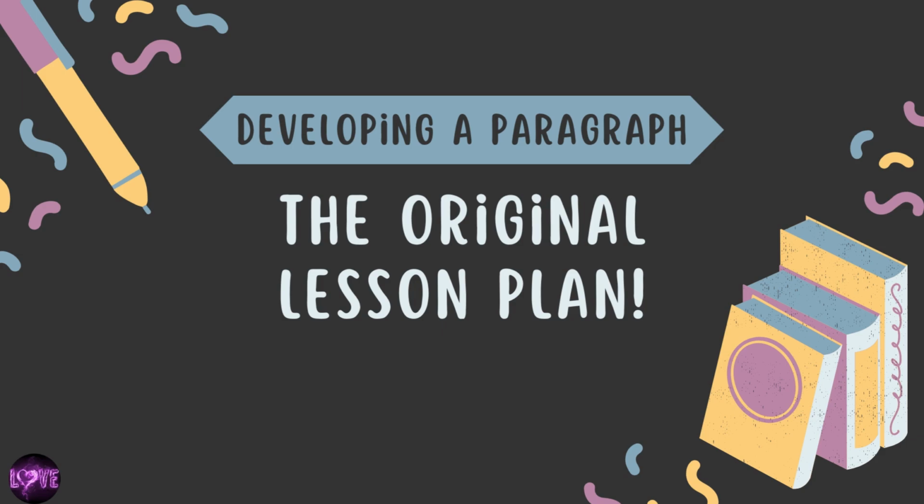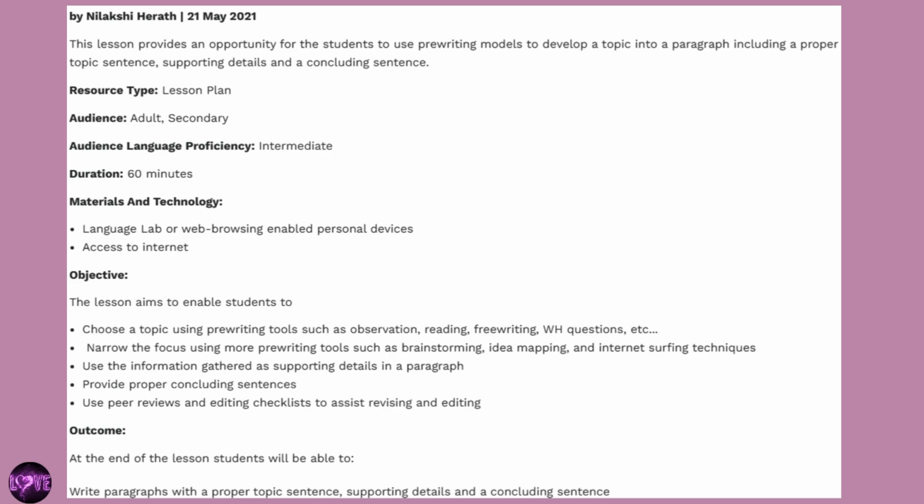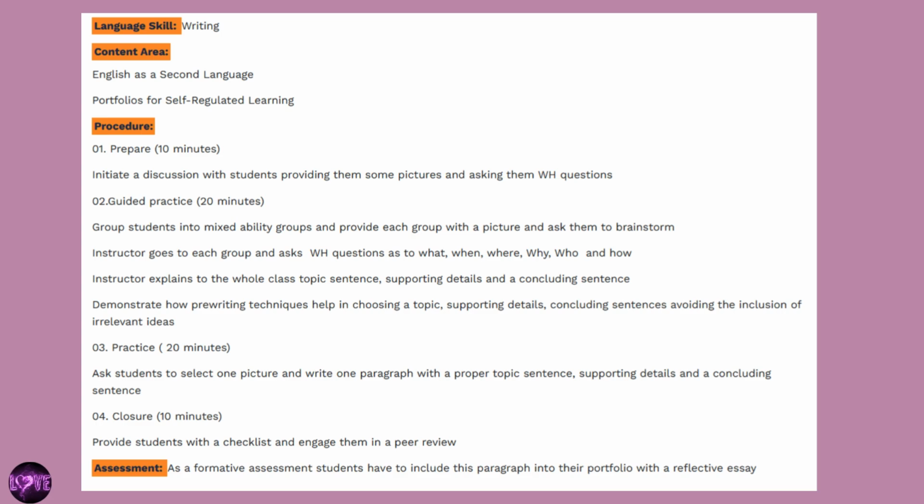So the original lesson plan, I have a little screenshot of it here. The lesson plan provides an opportunity for the students to use pre-writing models to develop a topic into a paragraph, including a proper sentence, supporting details, and a concluding sentence. So it's really just listing a lesson plan on teaching students how to look at pictures and taking that information and start writing a small paragraph that they should apply to their reflective essay by the end of the lesson. But I made some modifications on that. So here's the second slide about the lesson plan.